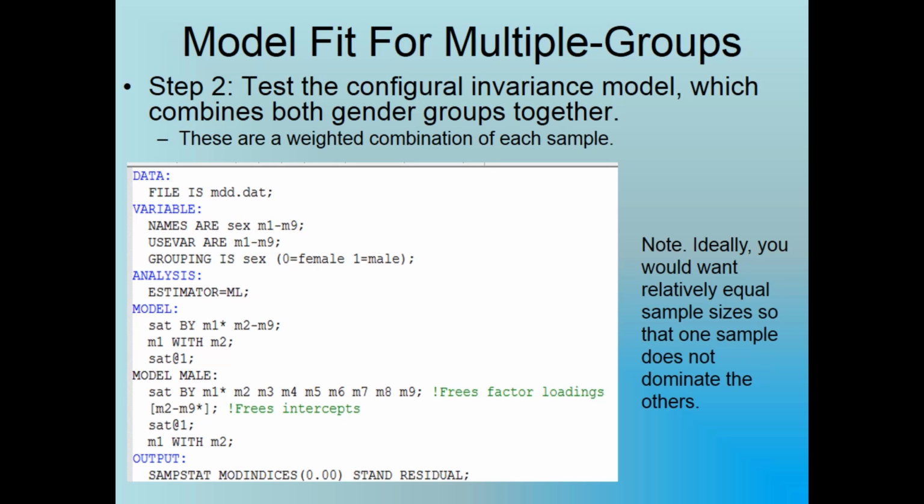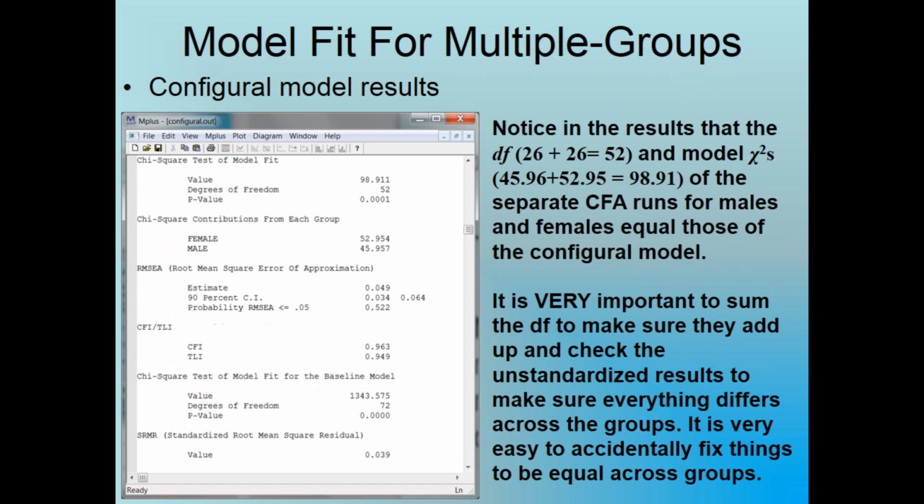The first very important thing to notice is that the degrees of freedom is 52. That's 26 for my male sample and 26 for my female sample. Another very important thing to remember is that when using ML, which will not be the case with MLR or WLSMV, your chi-squares are additive. So you can look at the chi-square for the female sample and the male sample separately, add them together, and you'll get the overall chi-square.